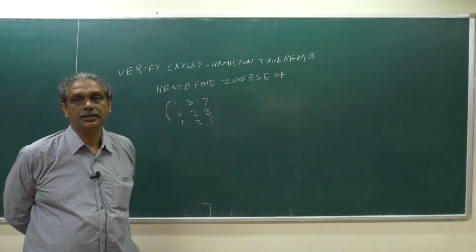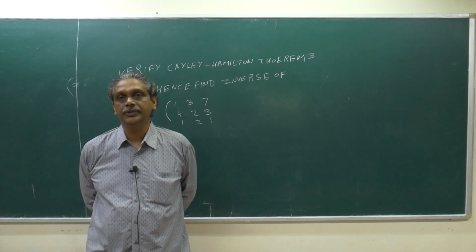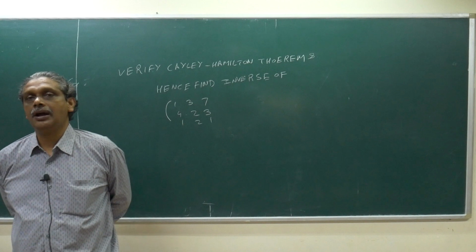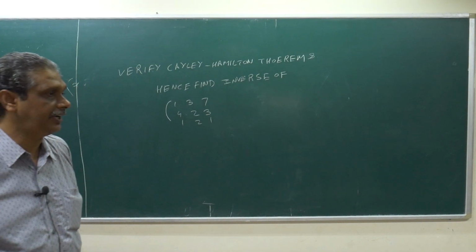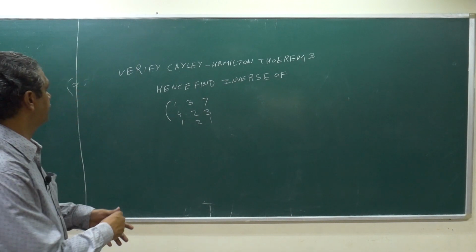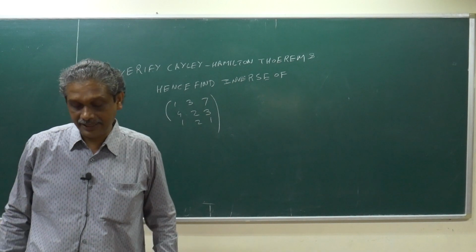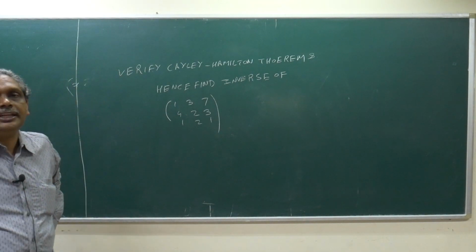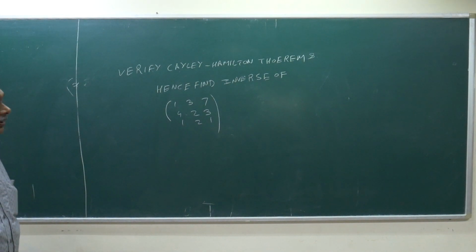See, already I started in the previous video: what is the Cayley-Hamilton theorem? Using the Cayley-Hamilton theorem, they may ask for A inverse or A to the power of 4, whatever it may be, we can find it. One problem we do, you see. Verify the Cayley-Hamilton theorem, hence find A inverse. Hence find A inverse means what? Still you can continue.